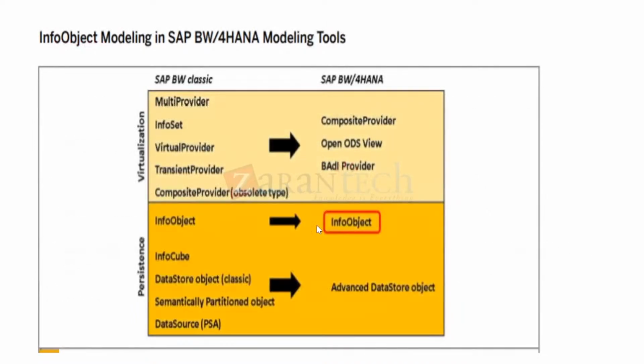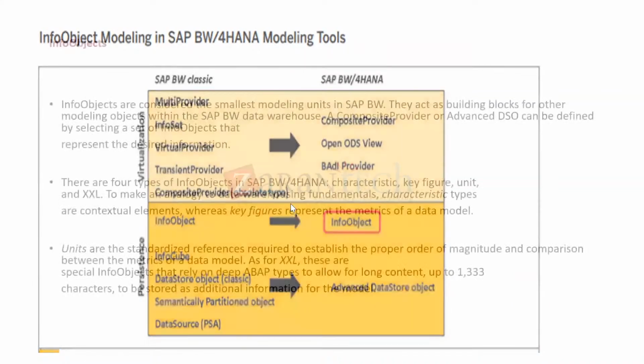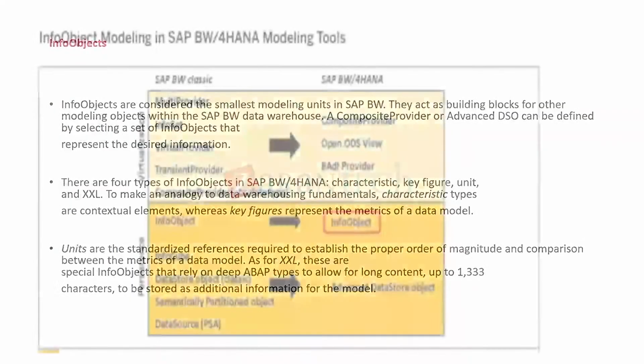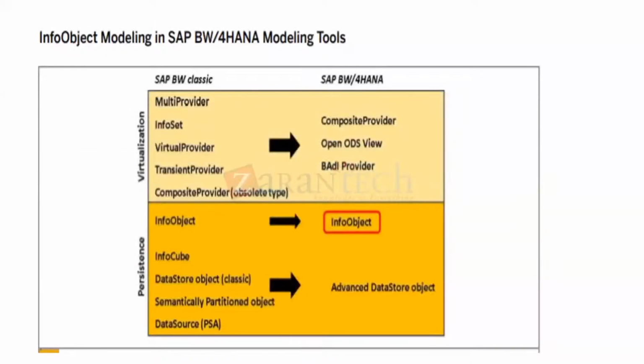So modeling in InfoObjects, the simplicity which SAP brought is that we used to have so many objects. Remember in our previous version, MultiProvider, InfoSet, virtual provider, transient provider, composite provider, all those things we don't have. They are replaced by only two things: composite provider and Open ODS views. In fact, the BAPI provider is as such nothing. They are BAPI-based, so it's not a separate object. We have only Open ODS view, composite provider, InfoObject, and ADSO. So instead of all these 10 objects, we only have 4 objects now in BW for HANA.